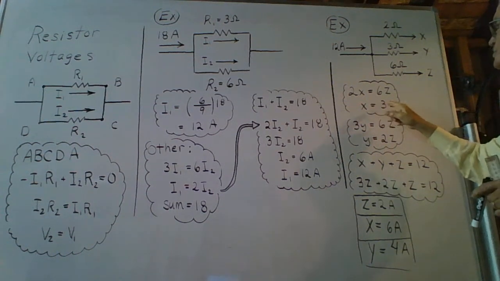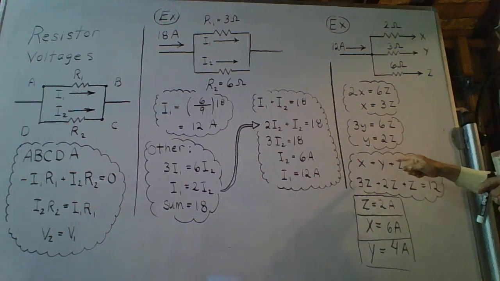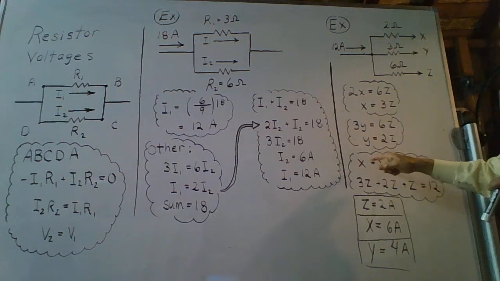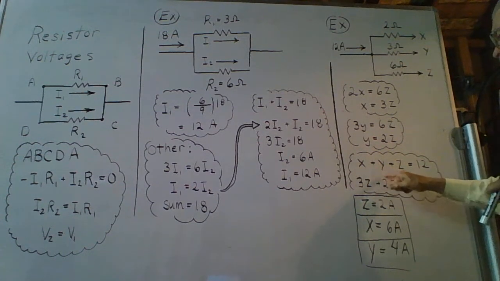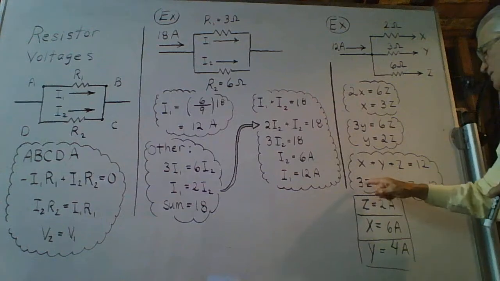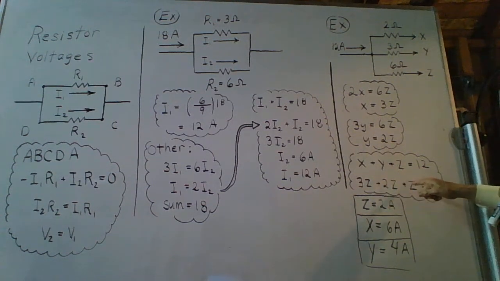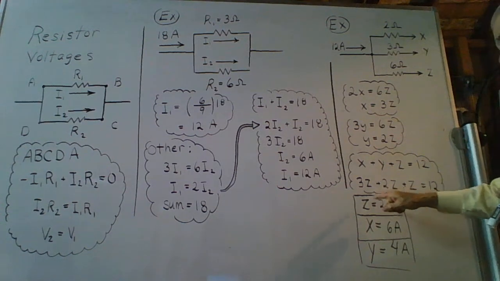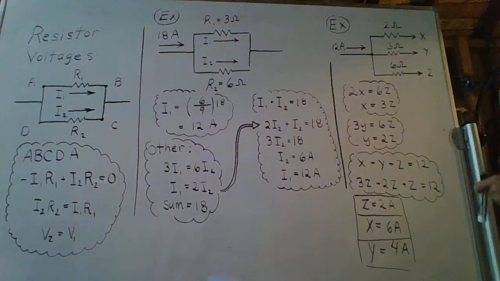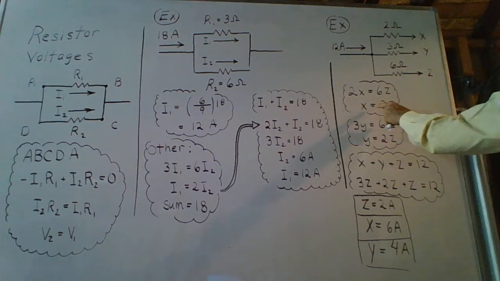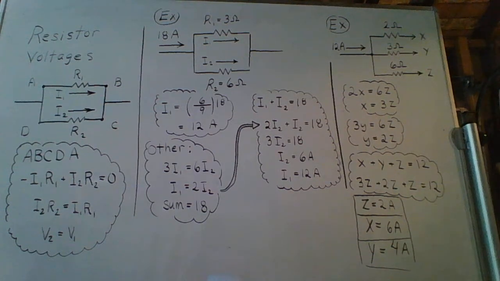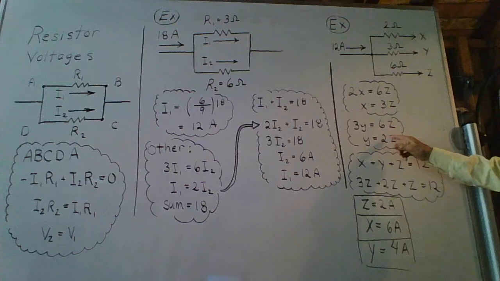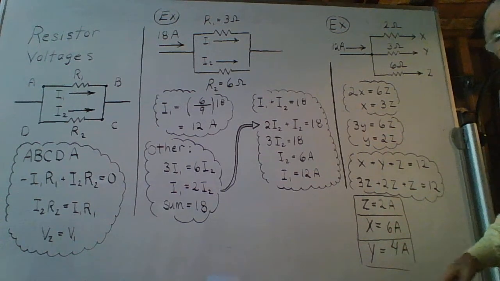So now we have X in terms of Z and Y in terms of Z. And now we'll put to use the fact that the sum of X, Y, and Z is 12. So that's 3Z for X, 2Z for Y, and Z for Z. This adds up to 3 and 2 is 5 plus 1, 6Z equals 12. Therefore, Z equals 2 amperes. And now that we know what Z is, we can go back to get X. X is 3 times 2, that's 6 amperes. And finally, Y is twice Z, so twice 2 is 4.